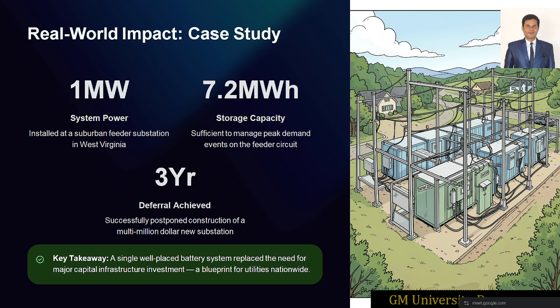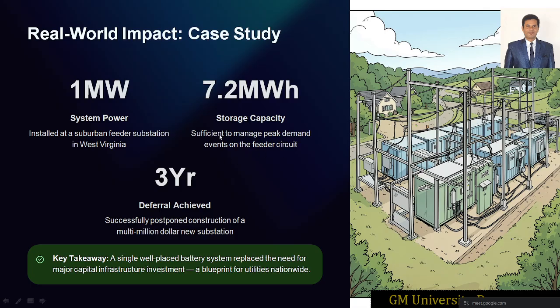So in this you can see the real world impact. These are the various case studies. Okay, especially in West Virginia, right? They are going for 1 megawatt of power generation. And what is the energy capacity? The energy capacity we measure in terms of kilowatt-hour or megawatt-hour, isn't it? So see how much energy storage there is. 1 megawatt of power supply from the feeder substation is installed. And what storage are we expecting? We are expecting up to 7.2 megawatt-hours, and that much energy we are going to store. That is sufficient to manage the peak demands even after the feeder circuits.